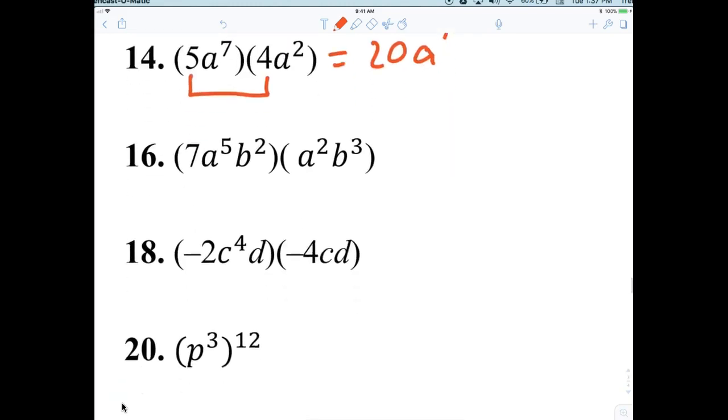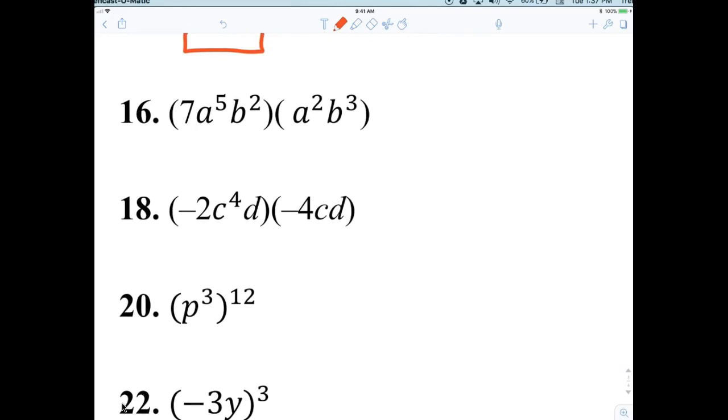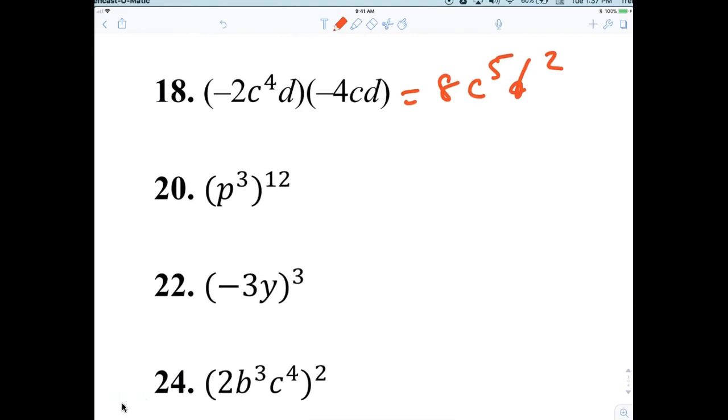Mr. Kemp, you're up. 16. Beautiful. Number 18. Checking yourself. Good. Next. You're not power to power. Were you here yesterday? Power to power, you multiply. So that would be what? The exponents. Very good. P to the 36. I like that. All right, very good.